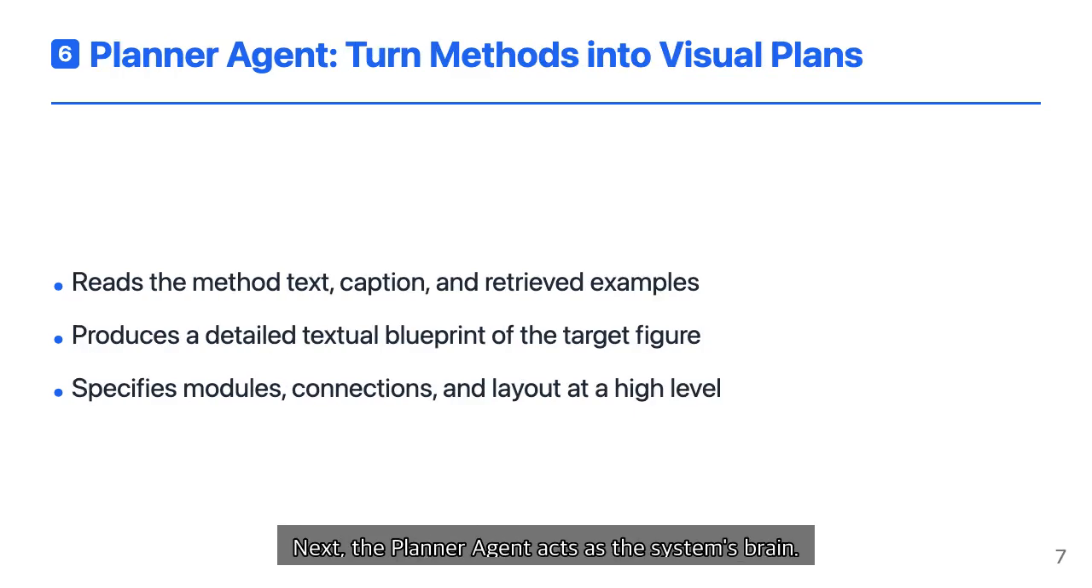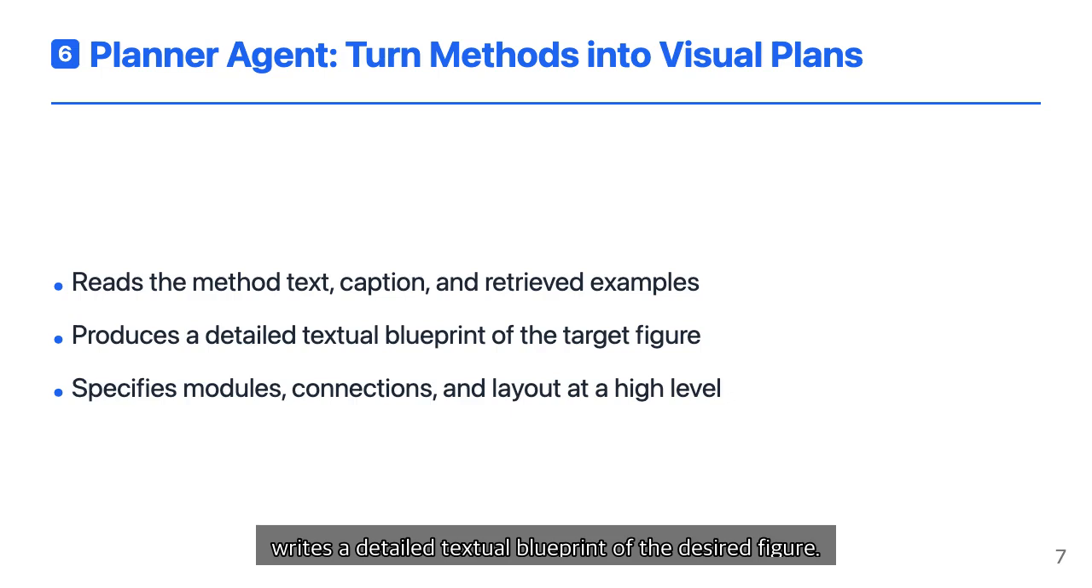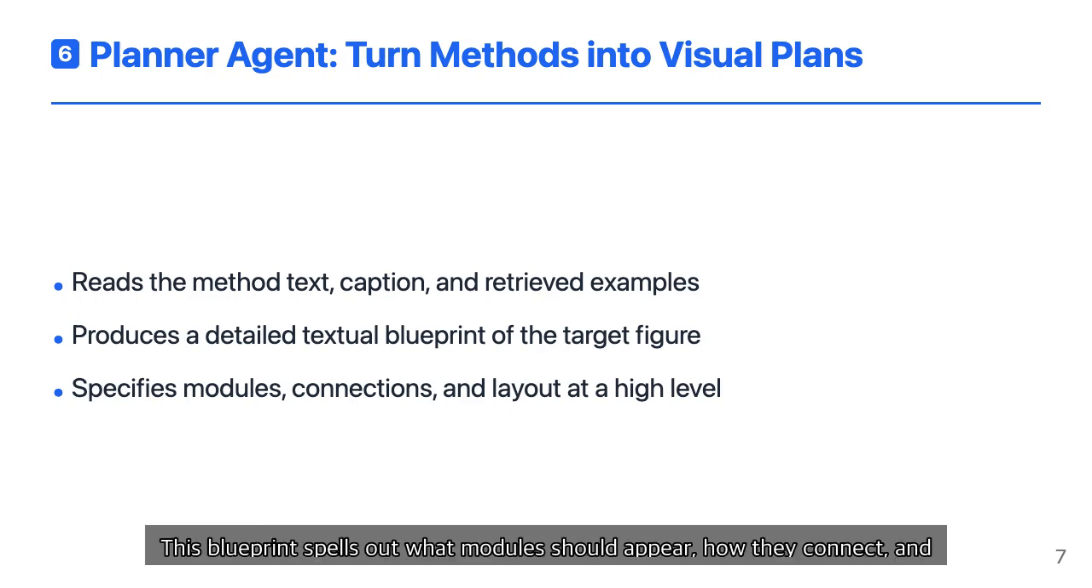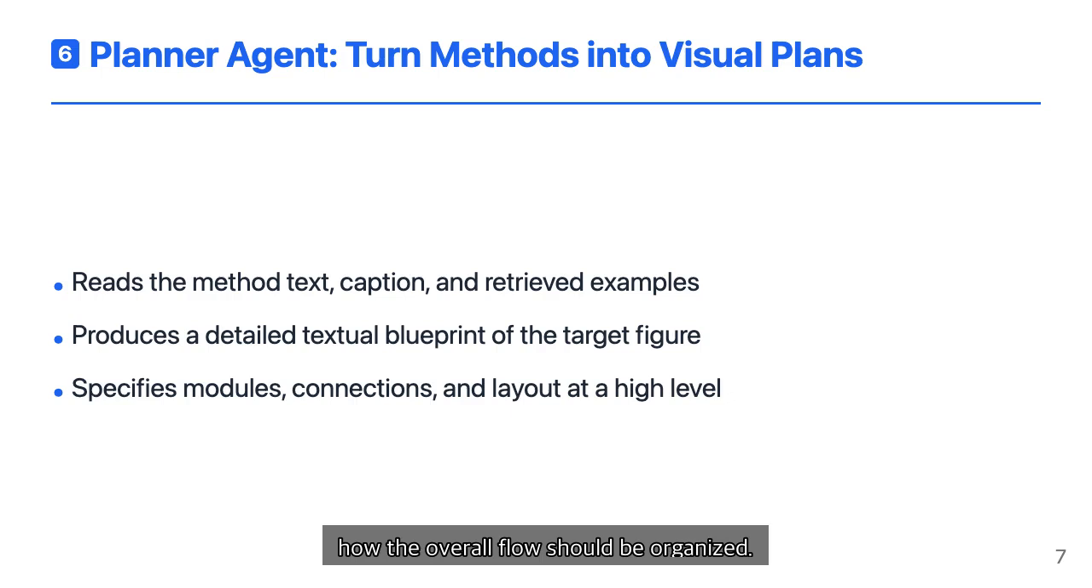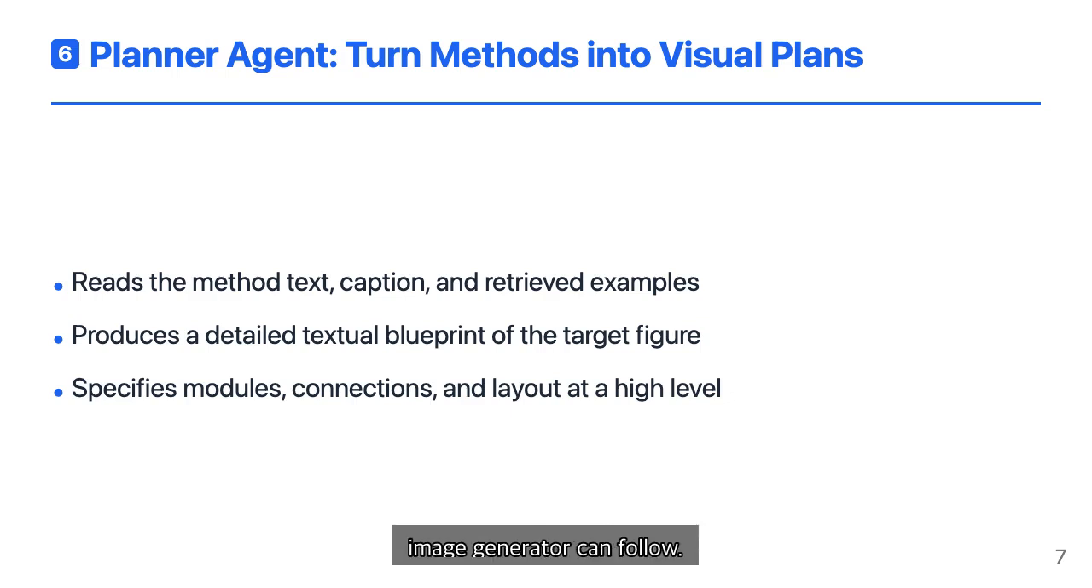Next, the planner agent acts as the system's brain. It reads the method section, the caption, and the retrieved examples, then writes a detailed textual blueprint of the desired figure. This blueprint spells out what modules should appear, how they connect, and how the overall flow should be organized. It's not yet an image, but it's a precise, structured description that an image generator can follow.